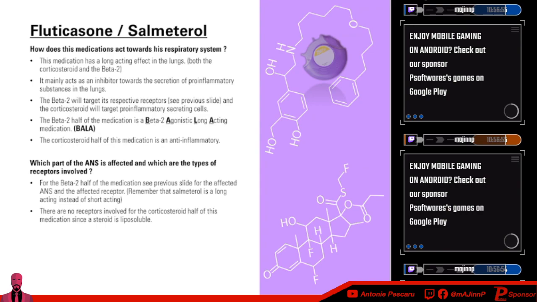So, which part of the ANS is affected and which are the types of receptors involved? If you've noticed at all, there's no graph. Why? Number one, because the second half, which is the salmeterol, if you don't know, is sold under the brand name Serevent.